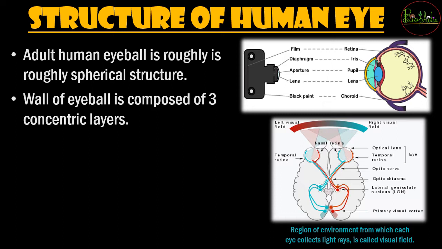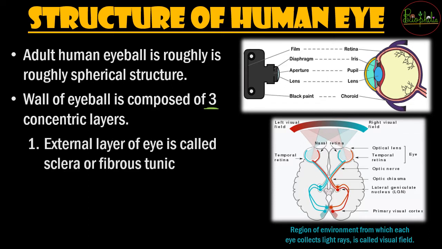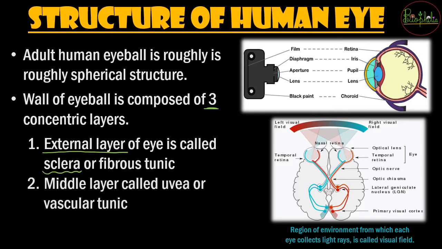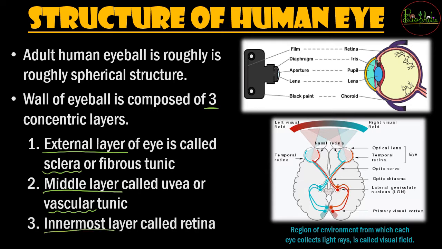So this human eye is a roughly spherical structure and this is going to have a wall. So eyeball होता है, eyeball की एक wall होती है that is going to be composed of the three concentric layers. Now these concentric layers are what? These are going to be the external layer also called as the sclera or fibrous tunic because it is majorly kind of a fibrous tissue. The second one is the middle layer also called as uvea or the vascular tunic. Why vascular? Because here a lot of blood supply is going to be present. और third layer होगी the innermost layer that is the retina.